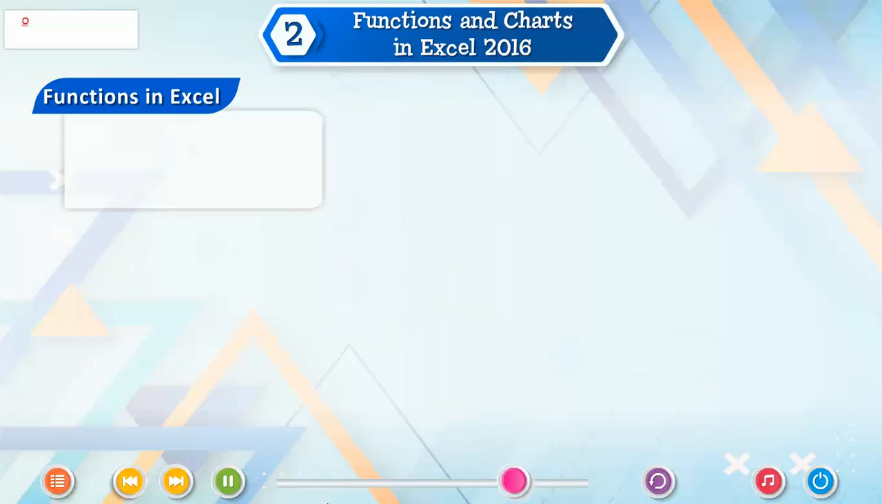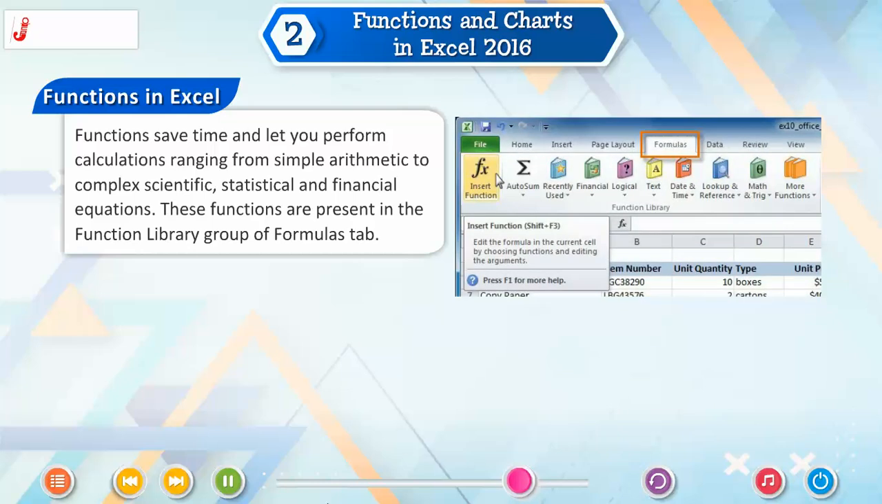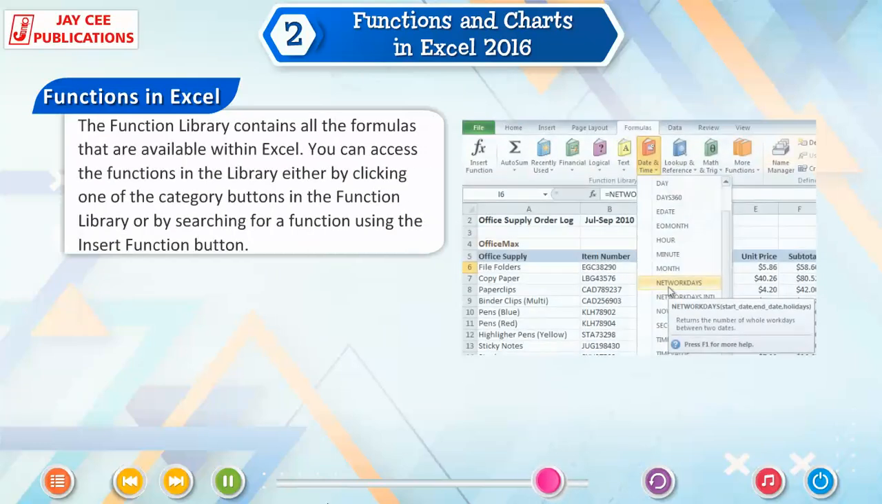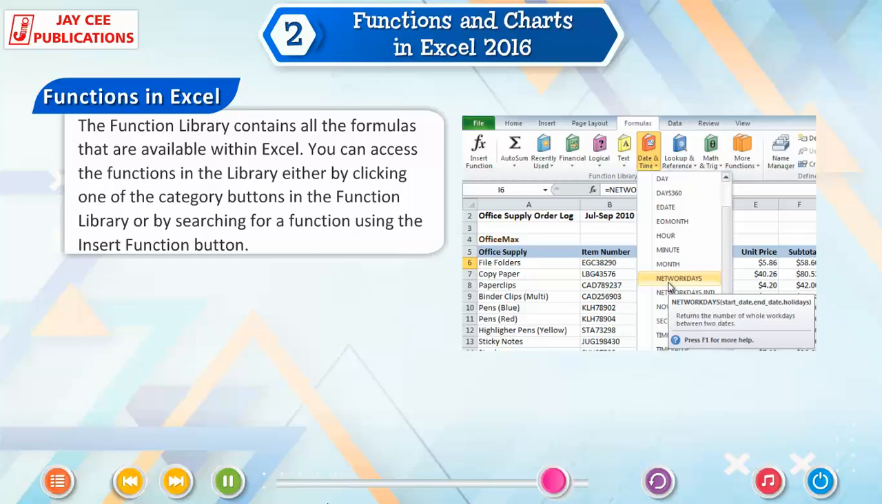Functions save time and let you perform calculations ranging from simple arithmetic to complex scientific, statistical, and financial equations. These functions are present in the Function Library group of the Formulas tab. The function library contains all the formulas that are available within Excel. You can access the functions in the library either by clicking one of the category buttons in the function library or by searching for a function using the Insert Function button.